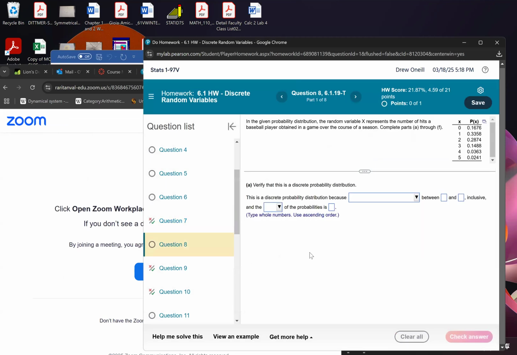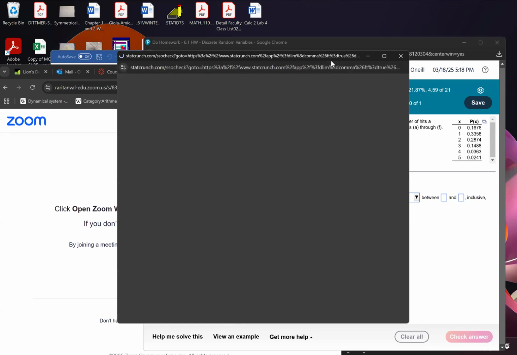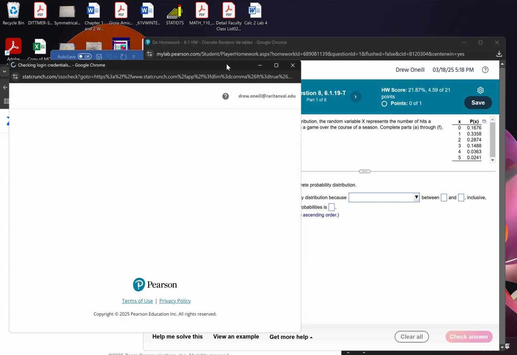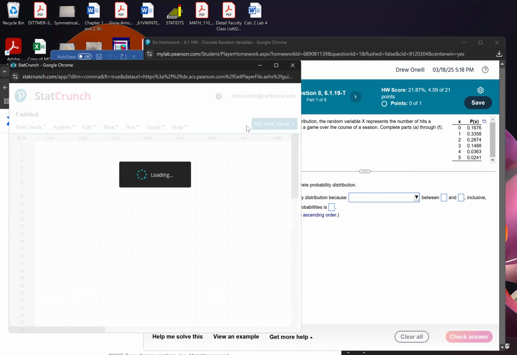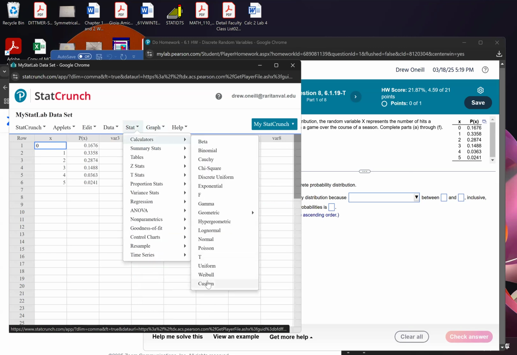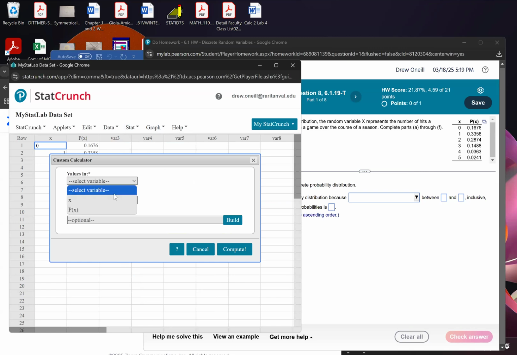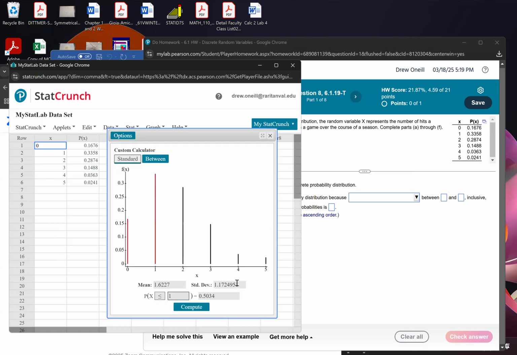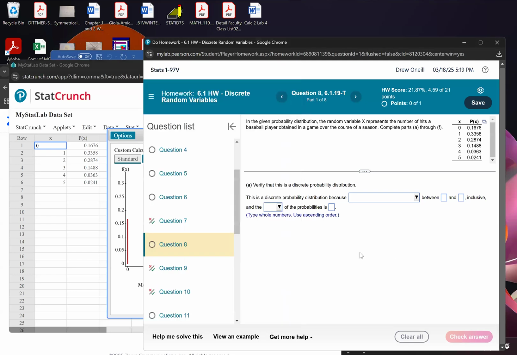Question 8. Again, I don't have to do this problem, but I know at some point it's going to ask me for the mean and the standard deviation. Because it's already calculated in probability, I open it up. And the only way to get StatCrunch to calculate this is to do Stat, Calculators, Custom, select values as X, weights as P of X, compute. And you can see it gives me the mean and the standard deviation. So this does about a third of the problem, or maybe half the problem right here, okay? So the first part is asking you to fill in the blanks, but it's just definition stuff.